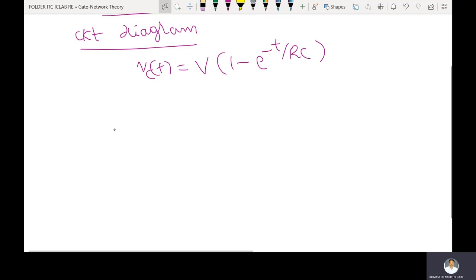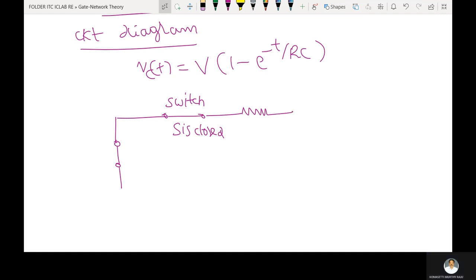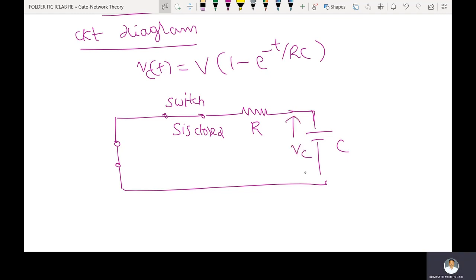The circuit diagram is: this is the switch S, which is closed. This one is a resistor R. This one is the capacitor C. The voltage across this capacitor is Vc.